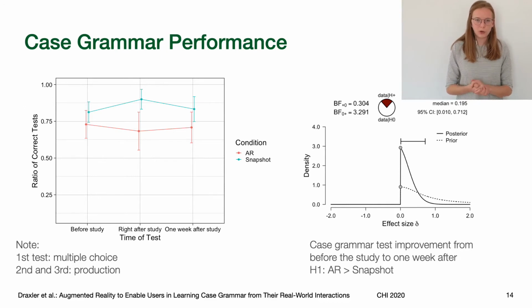So there was actually moderate evidence for the null hypothesis, that AR was not better than Snapshot in this case. So we can see that Snapshot probably also has a couple of benefits, like familiarity. It's easy to repeat material, and you might not get so easily distracted by the interaction with your environment. So we can actually say that Snapshot apps or flashcard apps are probably still an integral part of mobile learning.